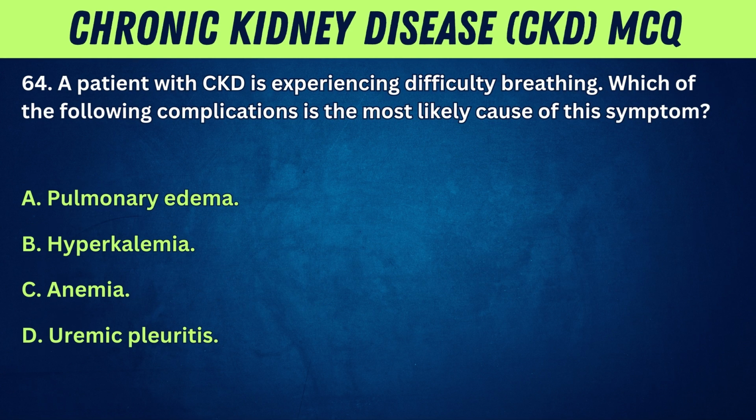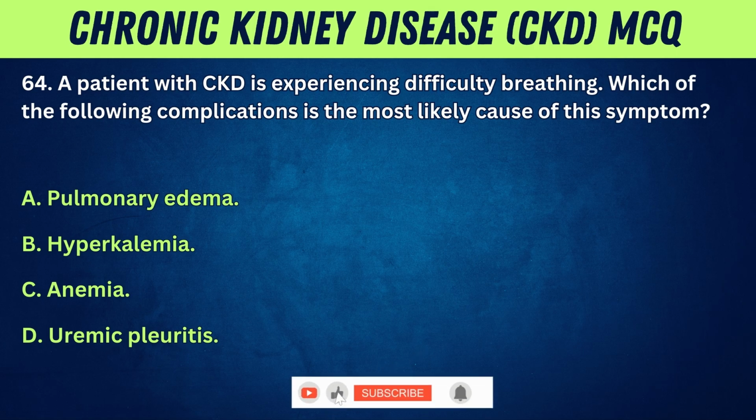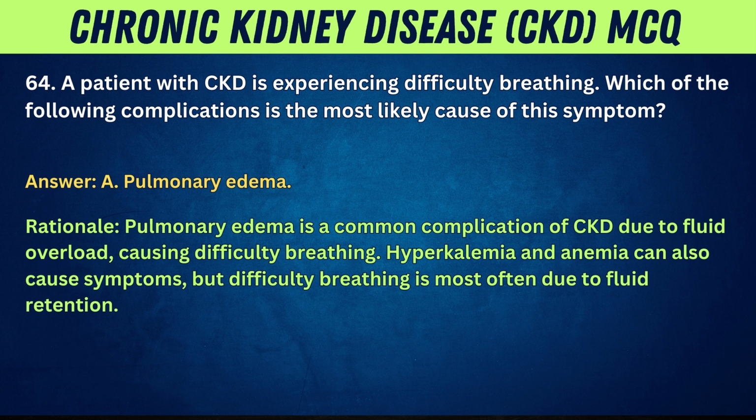64. A patient with CKD is experiencing difficulty breathing. Which of the following complications is the most likely cause of this symptom? A. Pulmonary edema. B. Hyperkalemia. C. Anemia. D. Uremic pleuritis. Answer: A. Pulmonary edema. Rationale: pulmonary edema is a common complication of CKD due to fluid overload, causing difficulty breathing. Hyperkalemia and anemia can also cause symptoms, but difficulty breathing is most often due to fluid retention.